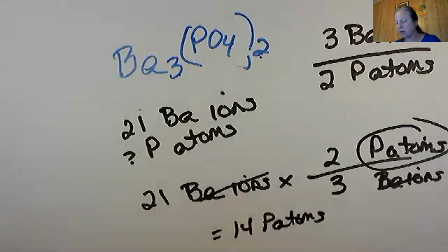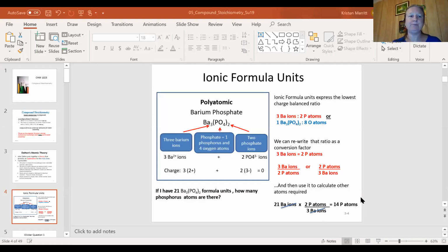So any combination of these atoms, ions, etc., units can be used as long as your numbers are correct, your relationships are correct. You can calculate any of these. So that's stoichiometry. And you will be using it throughout your entire chemistry career.